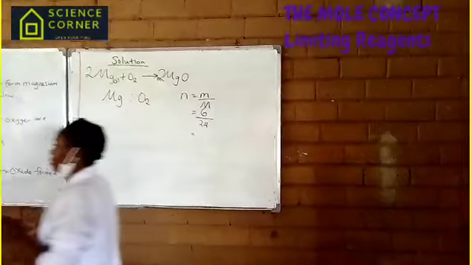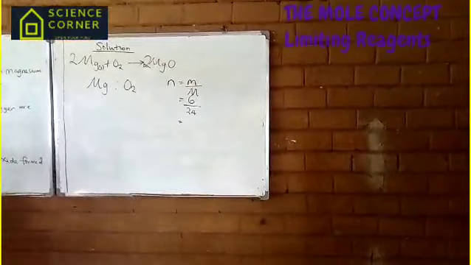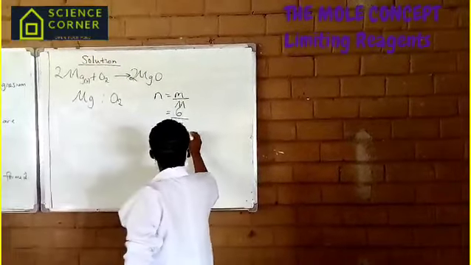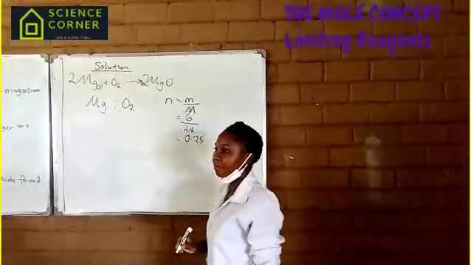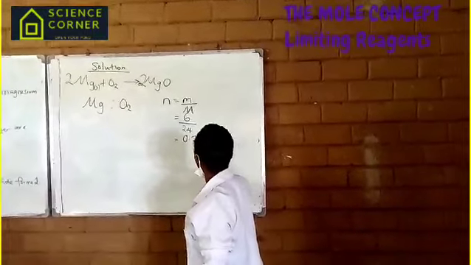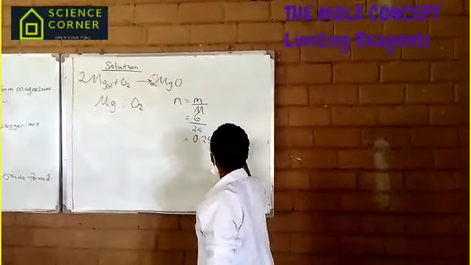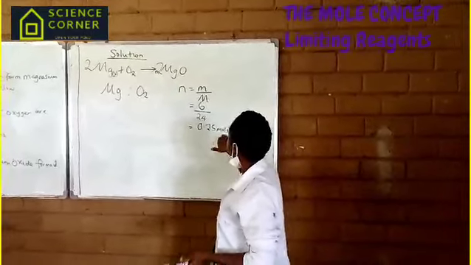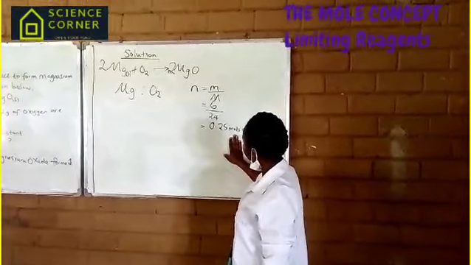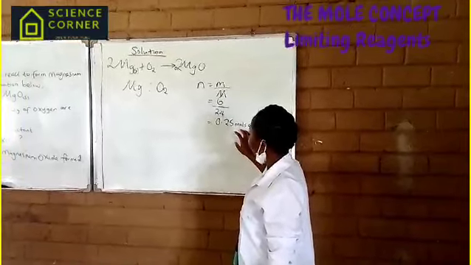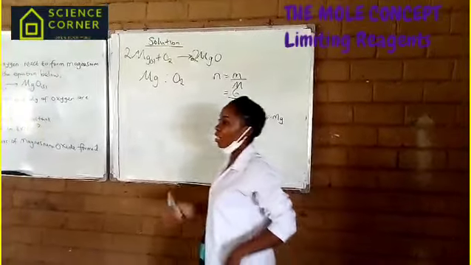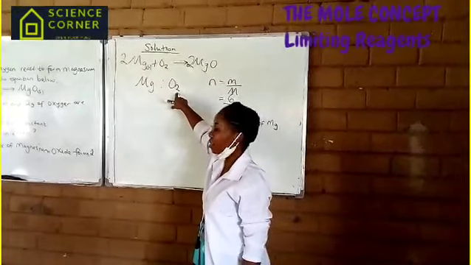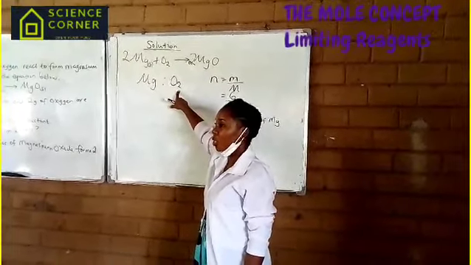What are you finding? 0.25. Okay. 0.25 what? Moles of magnesium. Alright. So, if we have this number of moles for magnesium, we are simply going to determine the number of moles for the unknown, which is what? Oxygen. How do we do that?